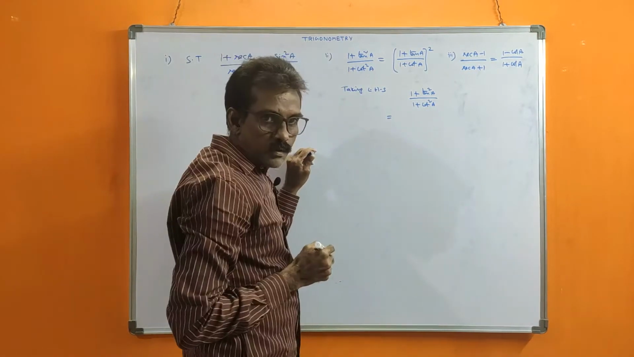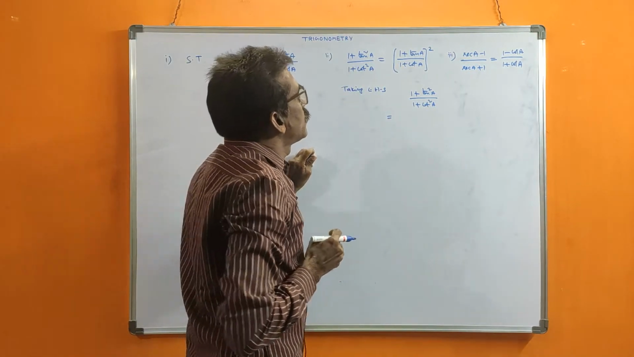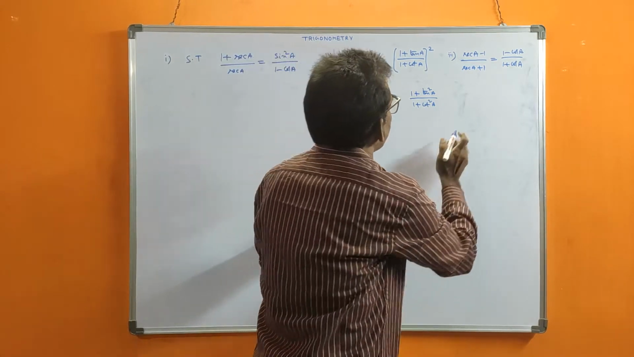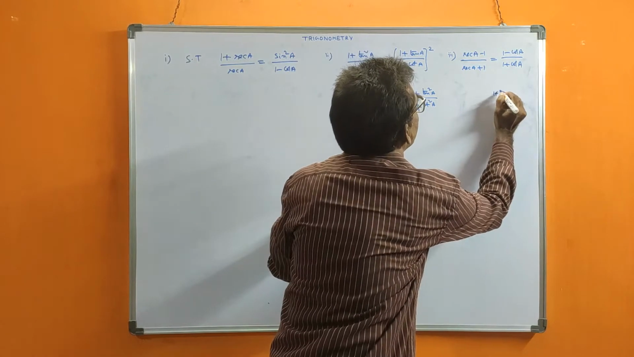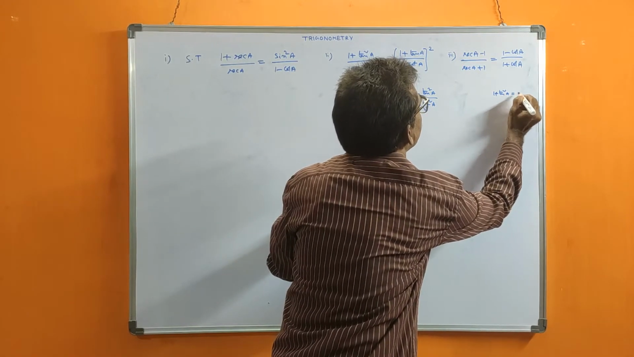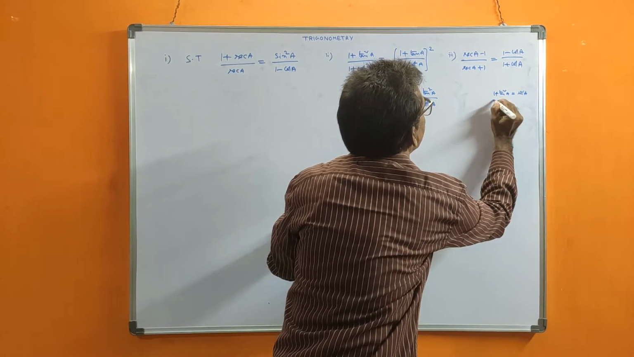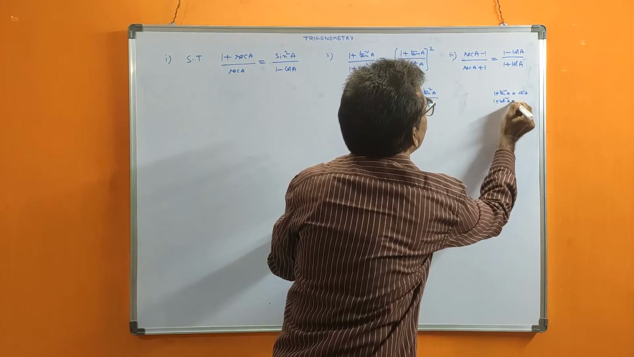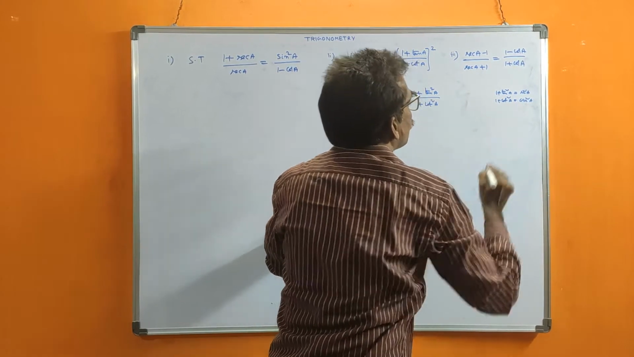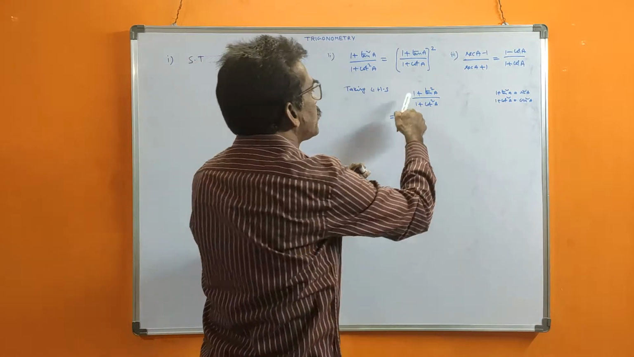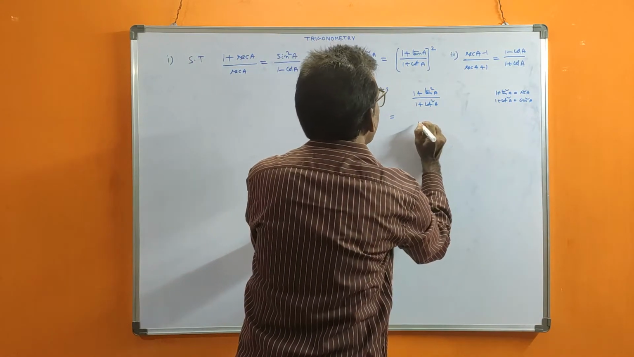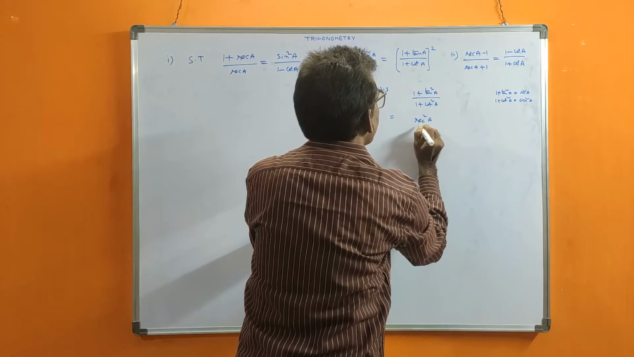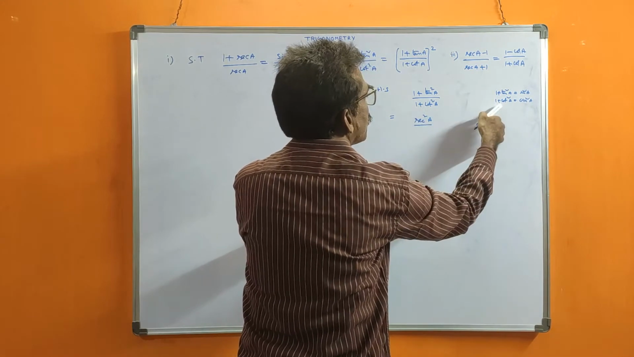I told you, if a direct formula is there, no need to convert into sin A and cos A, because we know the identity: 1 plus tan square A is equal to secant square A, and 1 plus cot square A is equal to cosecant square A. These are directly formulas. 1 plus tan square A is there, we can write secant square A. 1 plus cot square A is there.